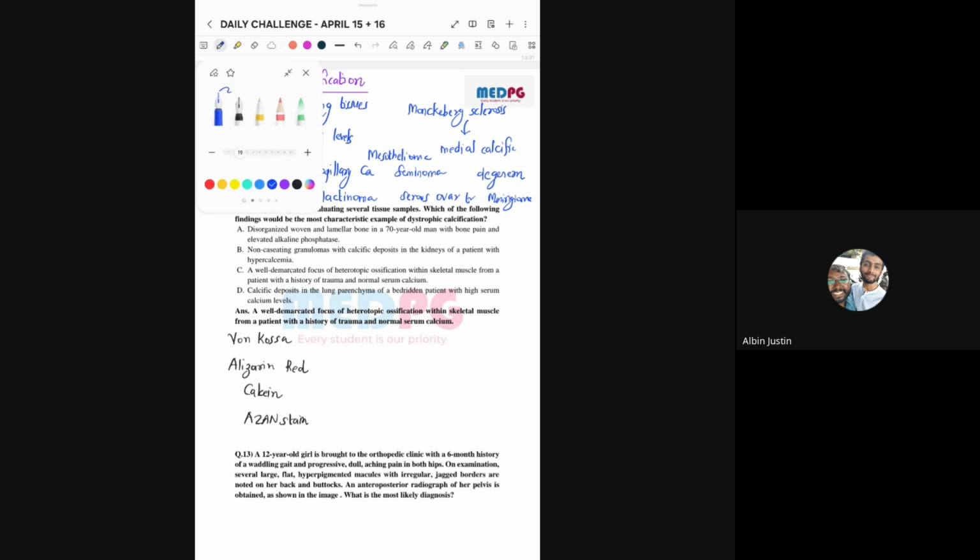What is this diagnosis? It is nothing but Paget's disease. Non-calcific granulomas plus calcific deposition in the kidneys. This is actually due to hypercalcemia and it will be metastatic calcification. Now they say again metastatic. Okay.